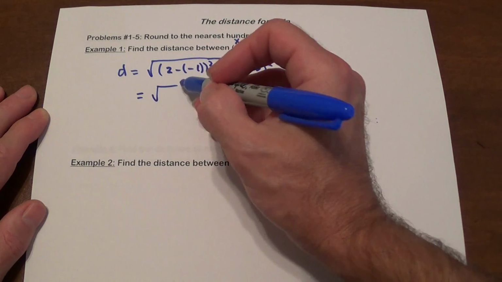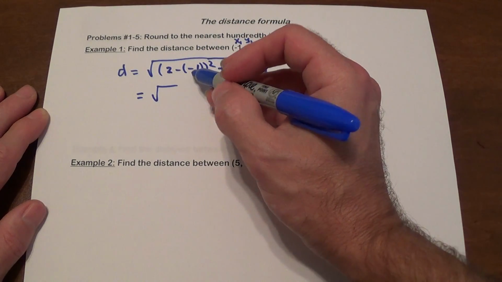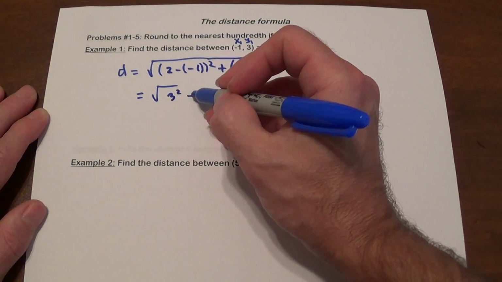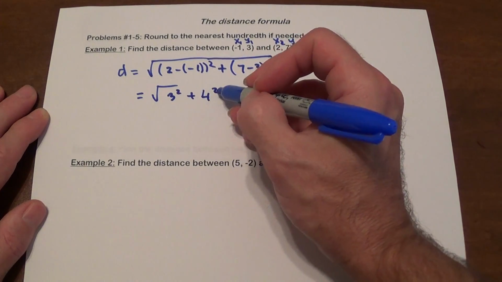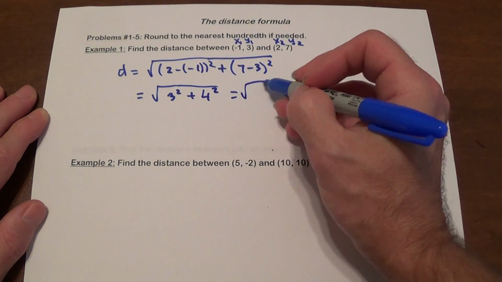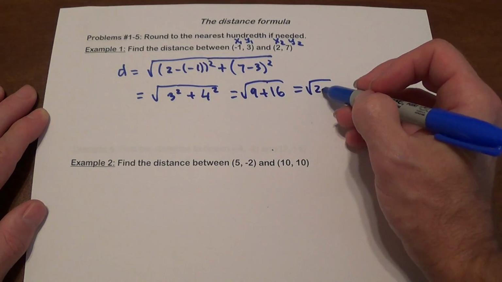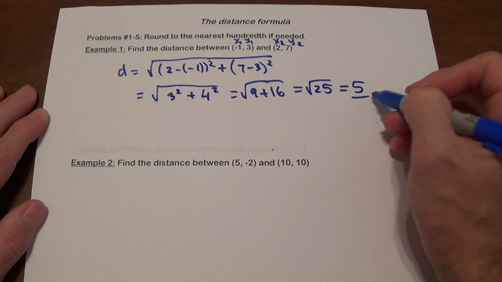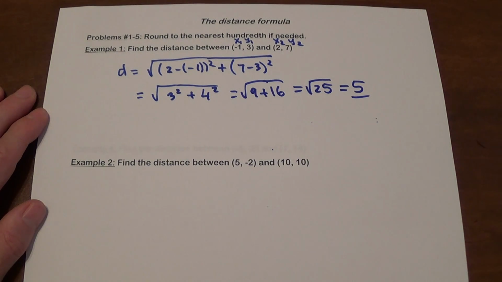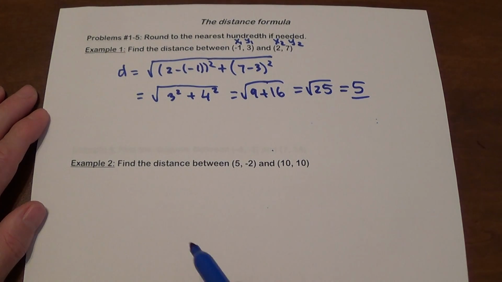So all that is going to give us, this is 2 minus negative 1, that's 3 squared, plus 7 minus 3 is 4 squared. It's going to give us square root of 9 plus 16, which is square root of 25, and that's 5. By the way, if we run into any problems where the answer is not going to be a whole number, we will round them to the nearest hundredth. Okay? Let's go ahead and take a look at the next example.